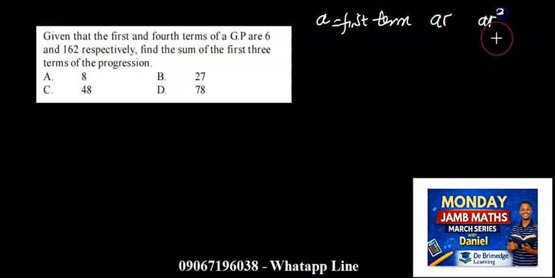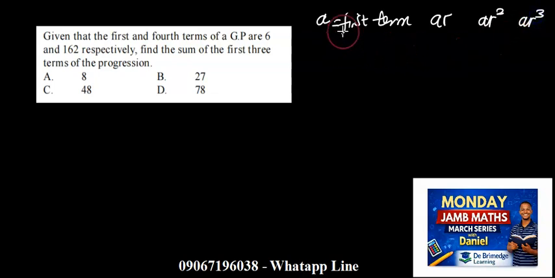Given that the first term of a geometric progression is given as A. This is the first term. This is the second term, AR. And then the third term is AR squared. The fourth term is AR raised to power 3.